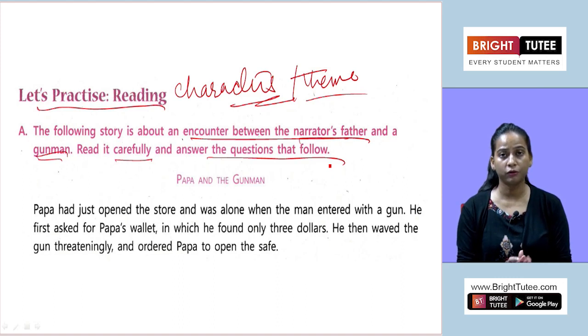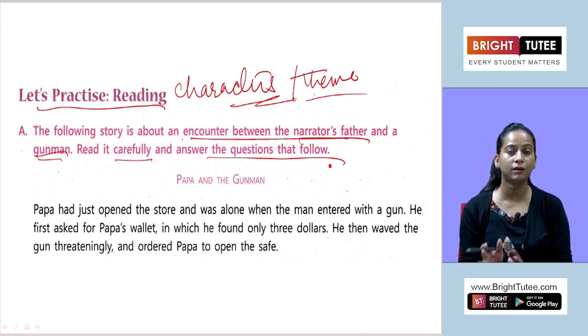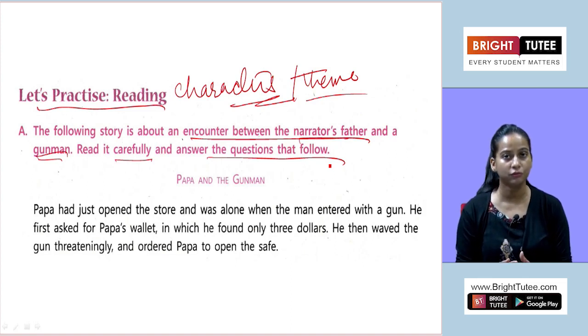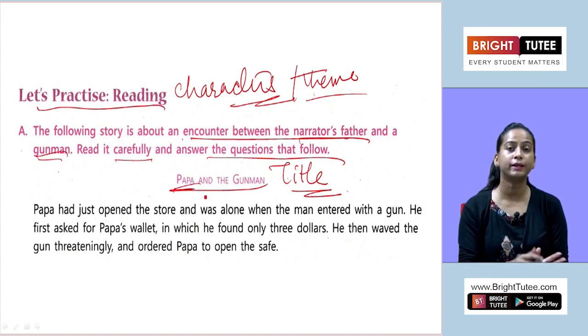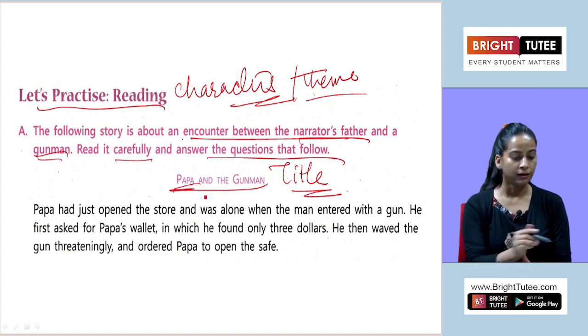Another important part of a story we talk about is the title or the heading. Sometimes the title is so catchy or attractive that it influences the reader, and many readers are attracted towards that title and then start reading the particular story. So here also the title is given. We can see here the title is Papa and the Gunman. Here Papa refers to the narrator's father.